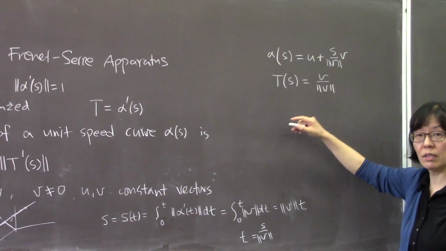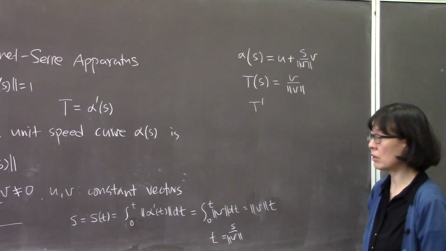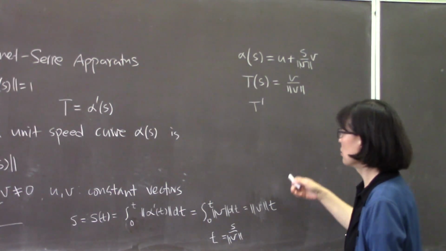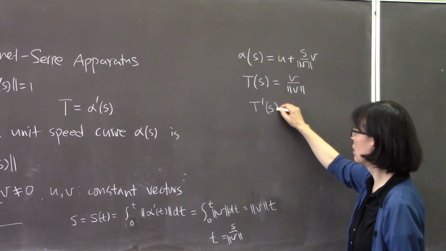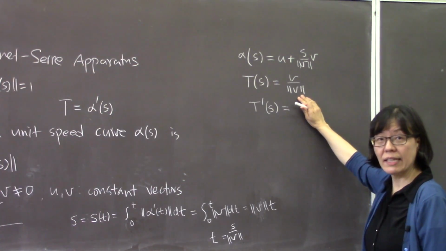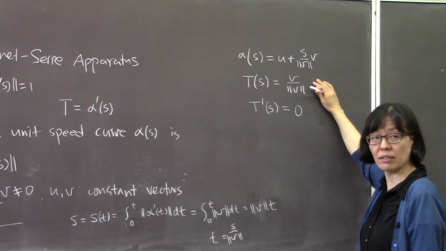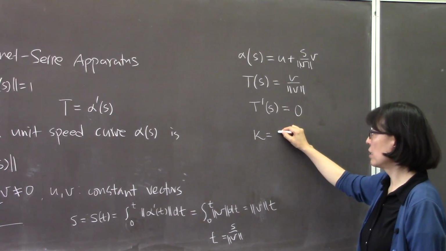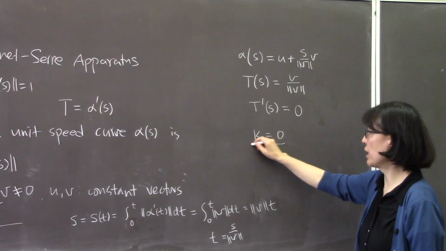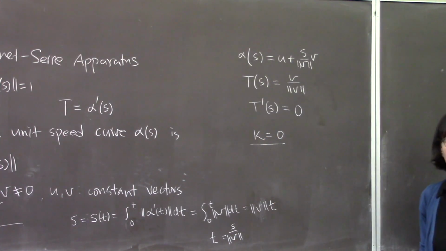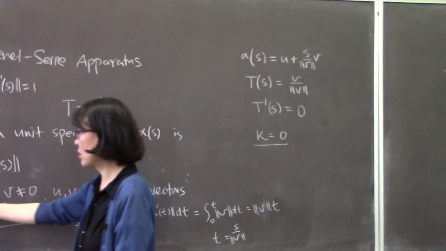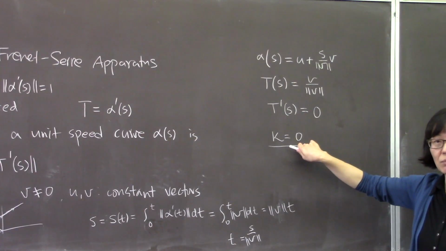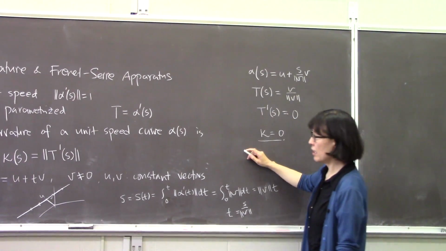With respect to S. Now we take one more derivative to find the curvature. So the derivative of big T is 0 because this is a constant vector, right? So what is the curvature? 0, right? So you see, that straight line doesn't bend at all. So it makes sense, right? Then another one.